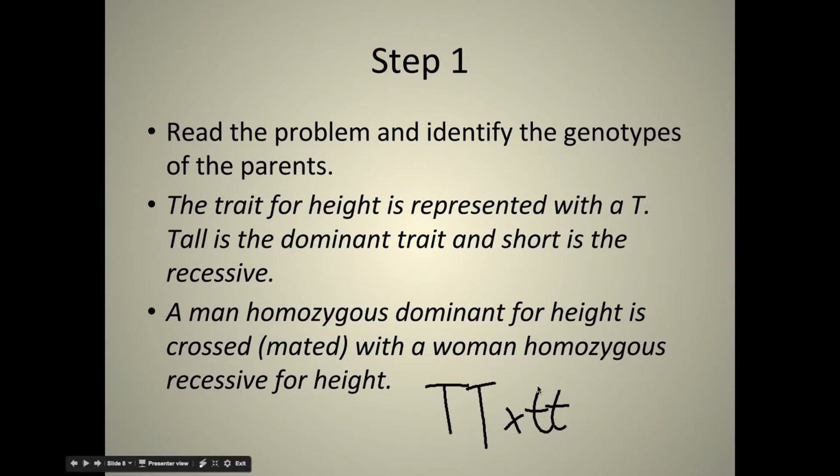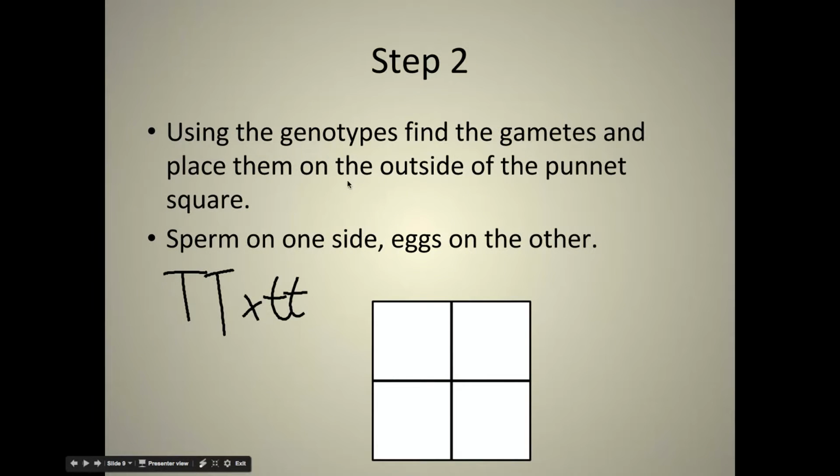And now we have 2 parents. They're going to come together and they're going to make some children. So what we're going to do is use our Punnett square here. We're going to take our parents' genes, and we're going to take what will be their gametes and place them on the outside of the Punnett square.